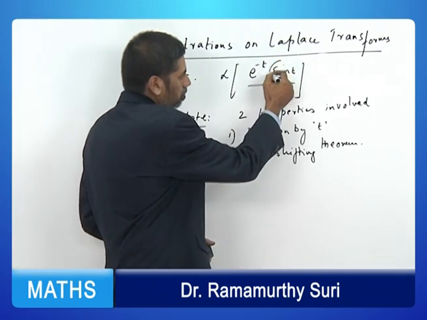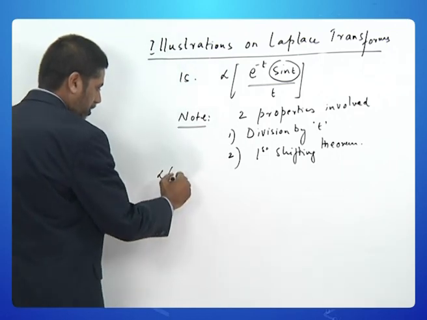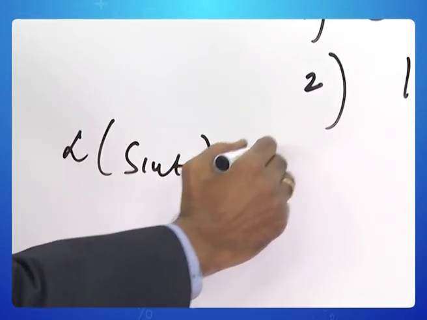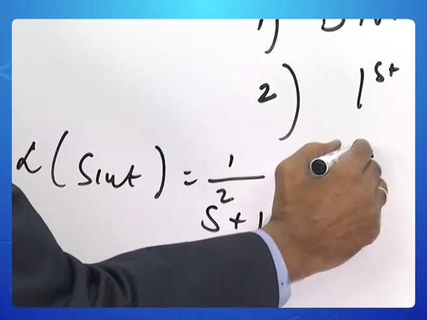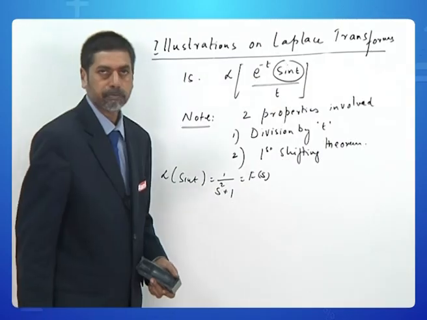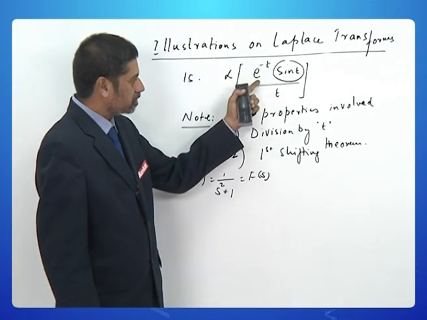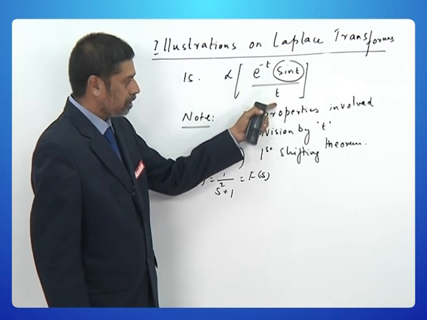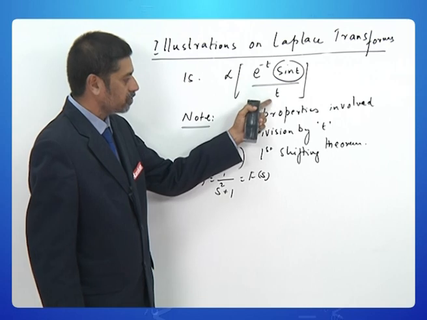First, pick up sin t. So write Laplace transform of sin t as 1 by s squared plus 1. You call this f of s. Student has got two options. He can take up first shifting followed by division, or division followed by first shifting. My preference is you first finish the division part.